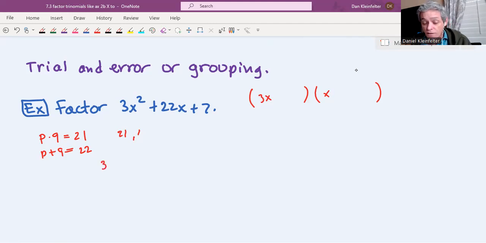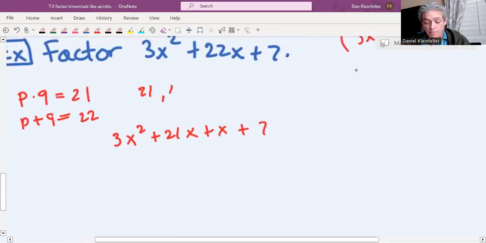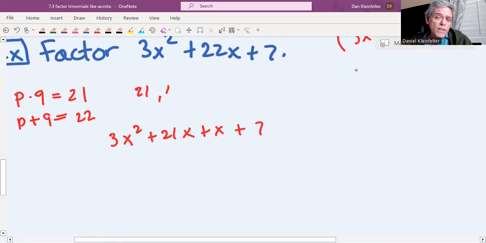So once you've found the two numbers, and that's the hard part, you rewrite the polynomial, splitting up the x term into a sum of two terms. 22x is the same as 21x plus an x. So I've split that 22x into 21x plus x. Once you've done that, you can factor this by grouping.